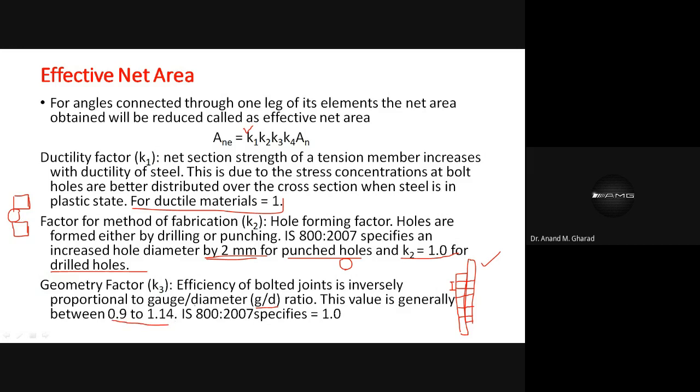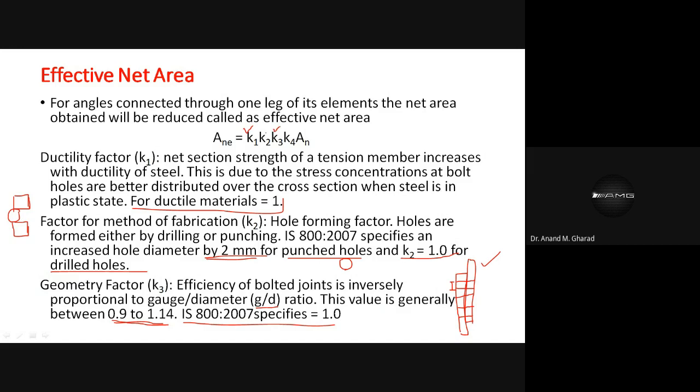Not IS codes, sorry, by mistake. Various other standard codes like the Euro code, British code, Australian code, etc. They have identified this value ranging between 0.9 to 1.14. Okay. Whereas our IS code has converted that value to 1. So again, K3 value is 1.